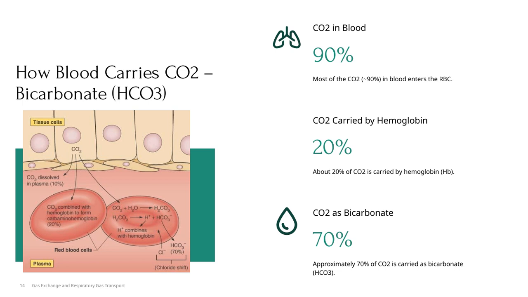In addition to bicarbonate, around 20% of CO2 binds directly to hemoglobin, the same protein that carries oxygen. Hemoglobin doesn't just carry oxygen, it also helps transport CO2 back to the lungs by binding to it. So to summarize, most CO2, around 90%, enters the red blood cells. Of that, a significant part is transported as bicarbonate, about 70%, and a smaller but important portion, about 20%, is carried attached to hemoglobin. These mechanisms work together seamlessly to ensure efficient gas exchange and maintain our body's pH balance.